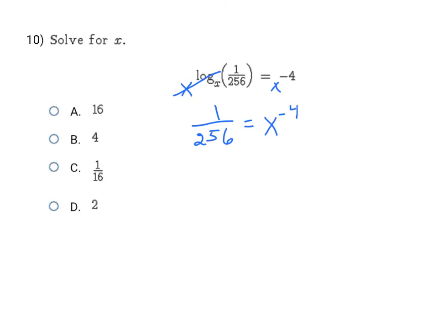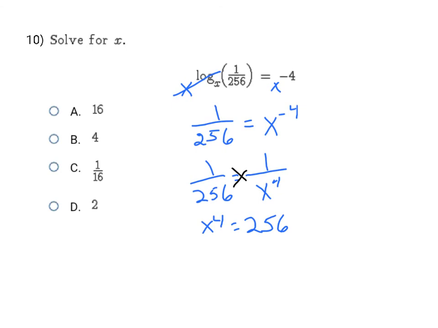Well, I don't like negative exponents when I'm solving, so remember that's going to be the same as 1 over x to the 4th. Now it's positive though, and then this is two fractions equal to each other, so I can cross multiply to solve. 1 times x to the 4th is x to the 4th, and 1 times 256 is 256. And now I just continue solving.